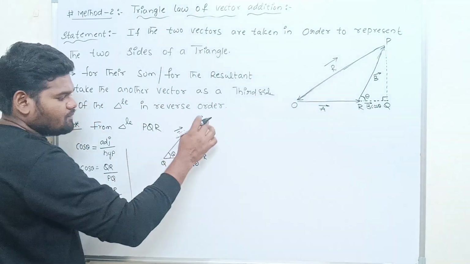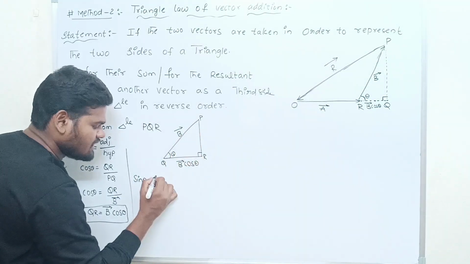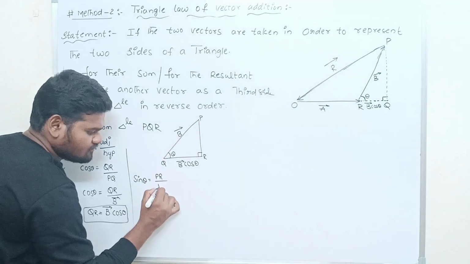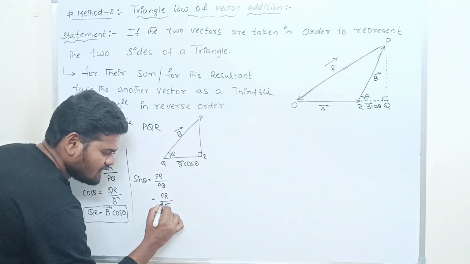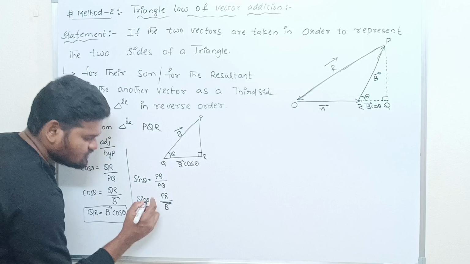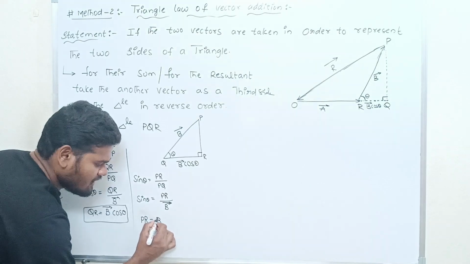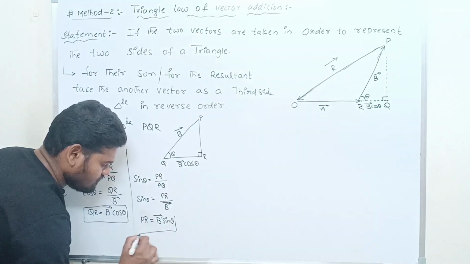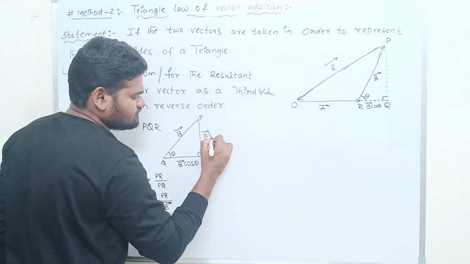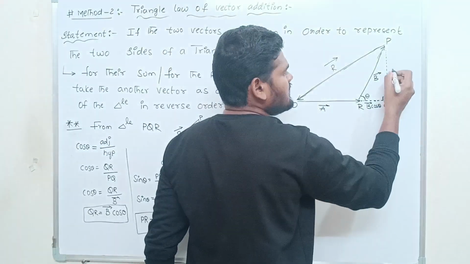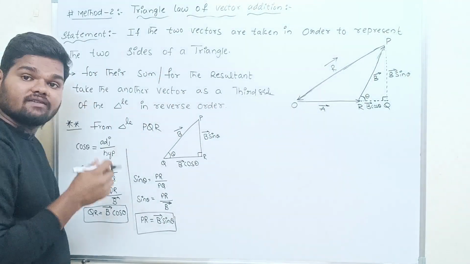For the side PR, I'm taking sin theta. What is sin theta? Sin theta is nothing but opposite side by hypotenuse. So PR by PQ, and PQ is nothing but B bar. From this, we can write sin theta is equal to PR by B bar. So side PR is equal to B bar sin theta. We got this side value as B bar sin theta. Are you getting it? Any doubts?